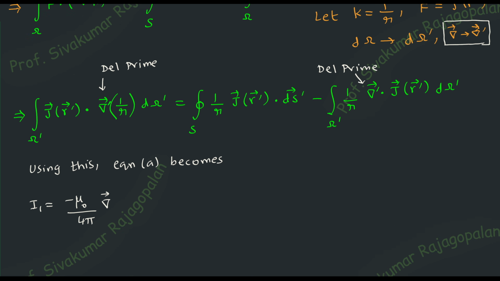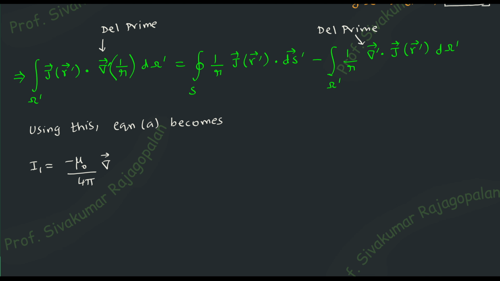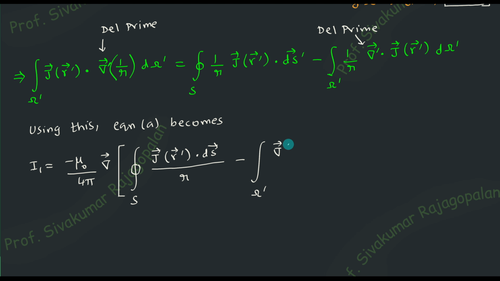Once that is clear, let us now copy all these things here, and then let us open a bracket, and we are going to get two terms. The first term is a closed surface integral, so I can write this as j of r prime dot ds vector divided by script r. Then you have a minus integral. Now it is a volume integral, so I write omega prime. Then this is a del prime operator, then you have j of r prime divided by script r d omega prime. That's all. So now you got two integrals.